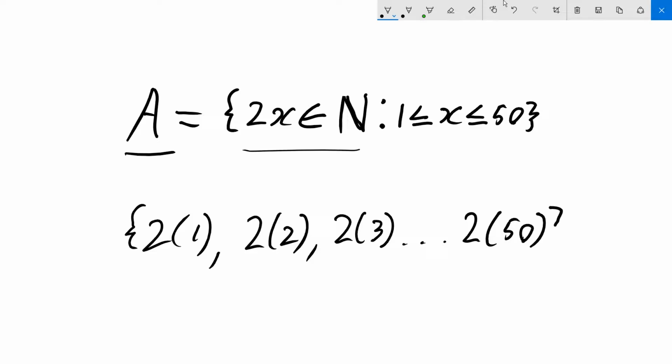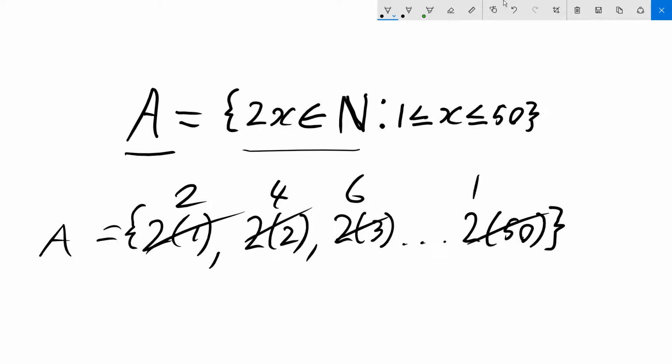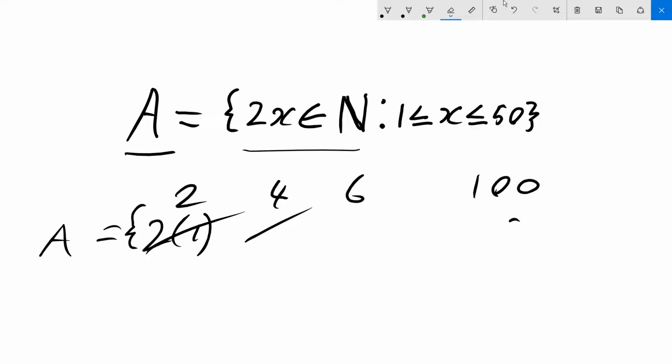That's what we've written. That's the exact same as what we've done with A, but you can see that this is just 2, this is 4, this is 6, and this is 100. So all we've done is get all even numbers between 1 and 100. You can see how powerful this can be just by changing some parameters around.